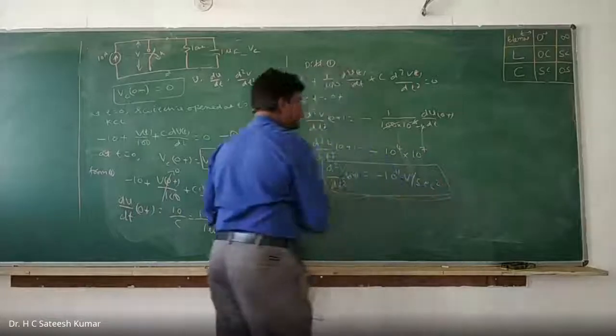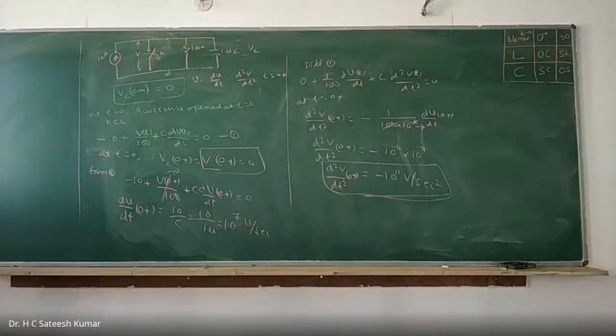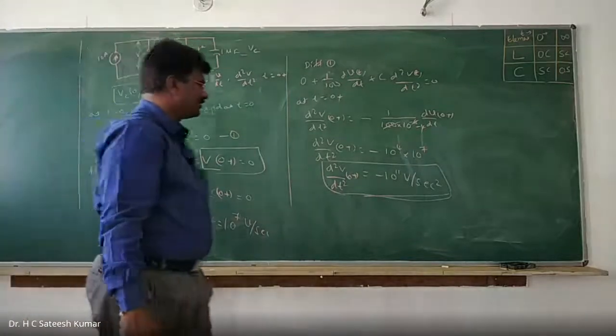So easy one. Whenever it is a parallel circuit, they'll ask you to find this out. For a parallel circuit, you apply KCL. For series circuits, you use KVL, right? So like that.